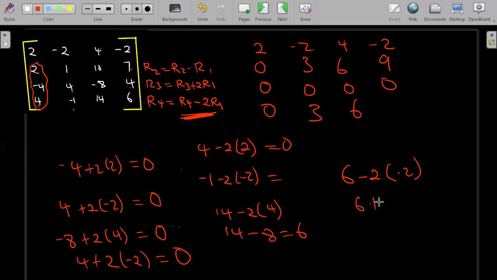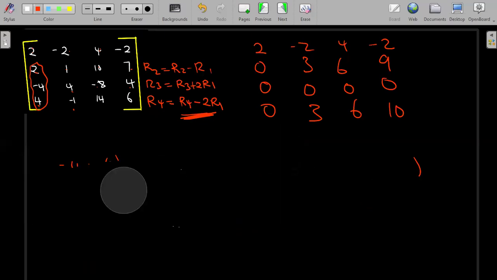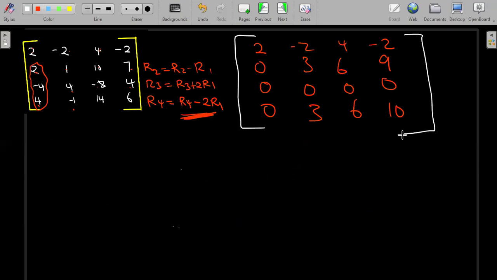So this will be 6 plus 4. So it means here I have what? 10 like that. Okay, so that's what we get for our fourth row there. That's what we get for our fourth row. So it means, okay, after applying the first set of operations, I'm getting this matrix there.